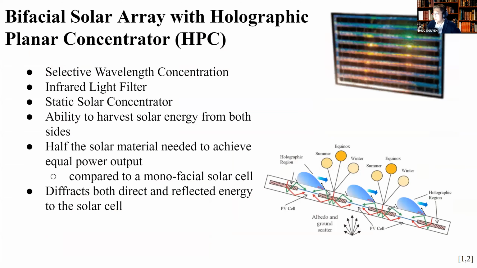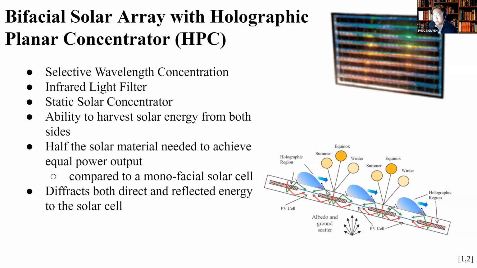So I'll be talking more about the bifacial solar array with holographic planar concentrators. You asked us why we decided to have them side by side instead of multi-layer. The reason is that since these are bifacial cells, they can collect light from both the top and the bottom. By utilizing strips of HPCs, we're able to bounce light not only back to the front, but also to the bottom of the solar cell, and therefore harvest additional electricity.